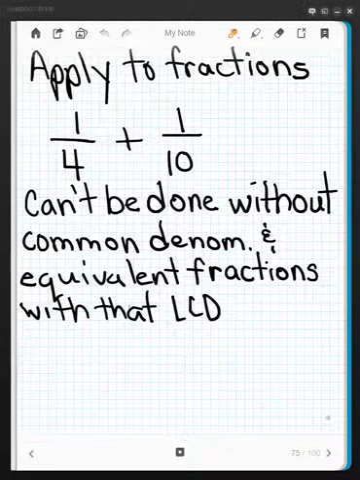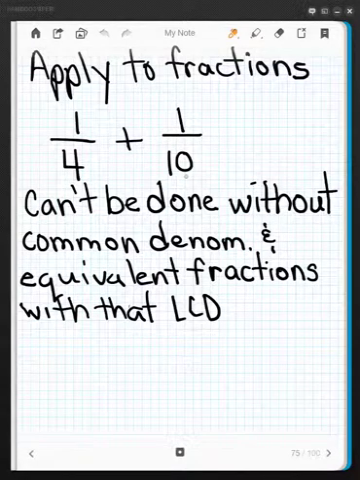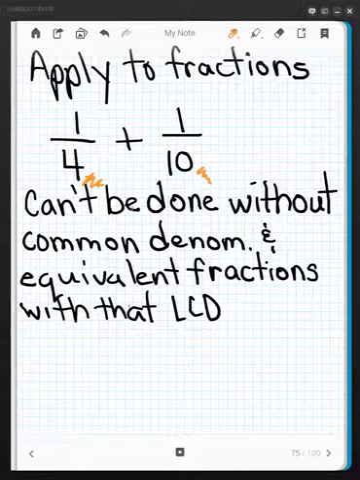Now we're going to apply that to adding fractions. If I have 1/4 and I want to add it to 1/10, I can't do that because these denominators are different numbers, and denominators of fractions don't add up. We have to have a like denominator so we can drag it along with us. So what we're going to do is find a least common denominator so that we can then decide what our higher term needs to be based upon.